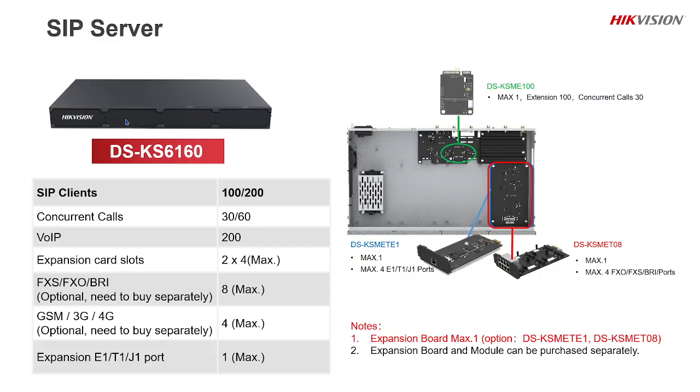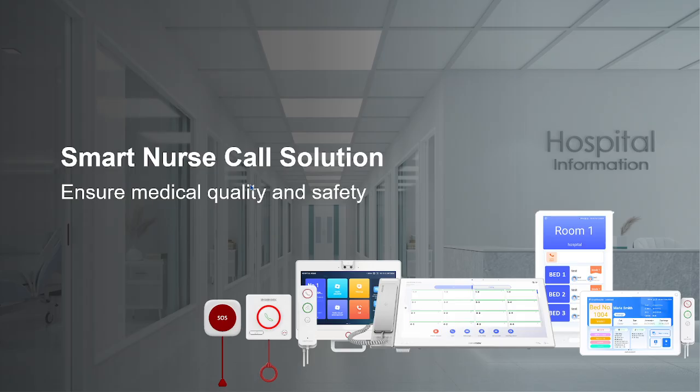Then now in terms of the clients, we have the KS6160, which supports 100 to 200 clients. Then we have 30 or 60 concurrent calls. Then the 201 supports 60 concurrent calls. Of course, it supports up to 200 voice over IP. Then we can do up to 4 expansion slots. Then have GSM 3G and 4G, maximum of 4 options. Remember the rules of GSM when you're doing multiple calls.